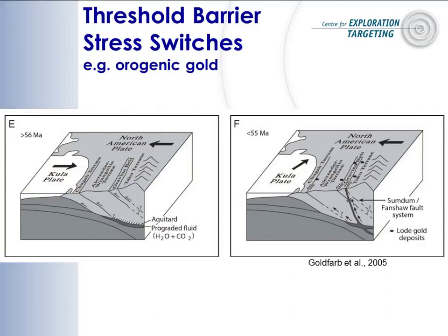Stress switches. The good example here is the Juneau Gold Belt, right? The whole thing going for 100 million years or more, you've got orthogonal subduction. All of a sudden, it goes oblique, right? At that moment, at 55 million years, high quality ore formation, and you get the gold deposits. Once you've moved fully into that transtensional regime, you still have deformation, you still have metamorphism, you still have crustal dewatering, you still have magmatism in places, right? But no more high quality ore, only at that moment, right?